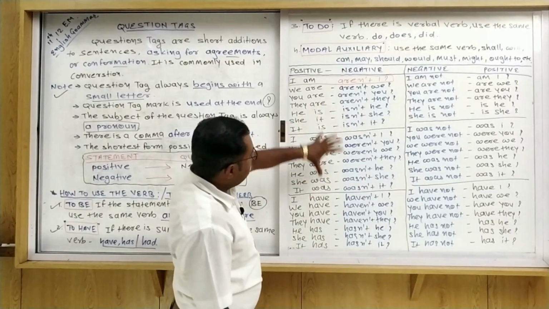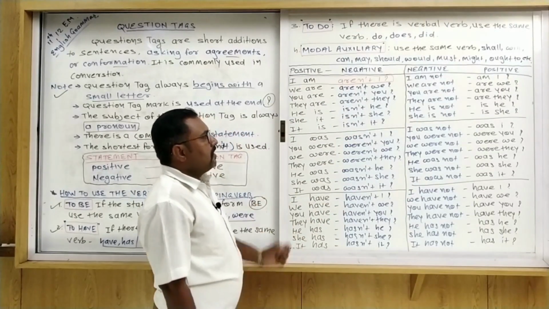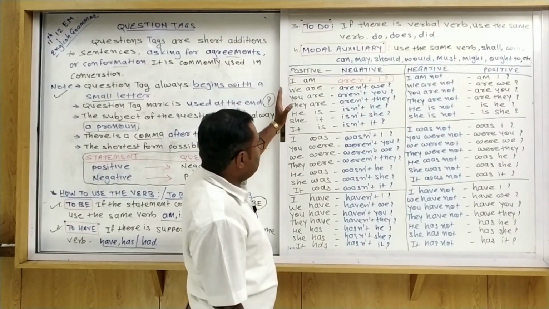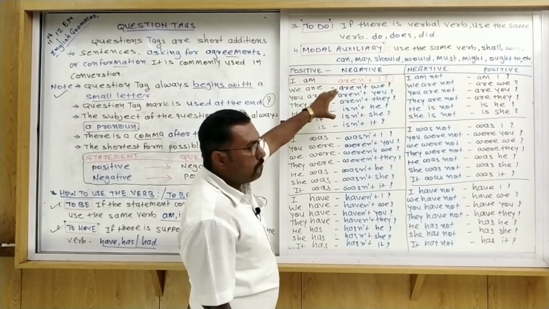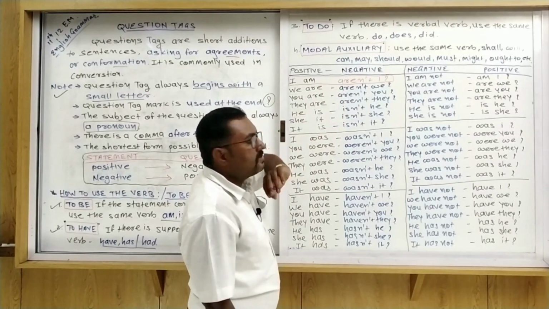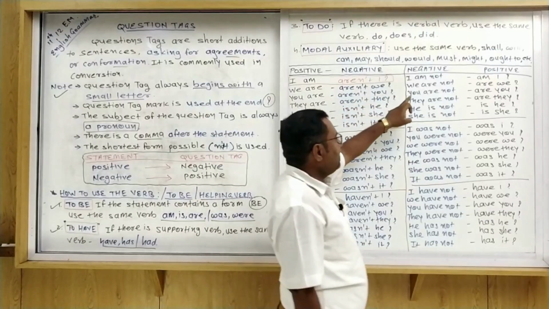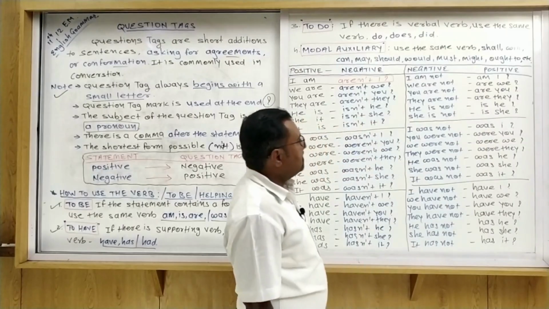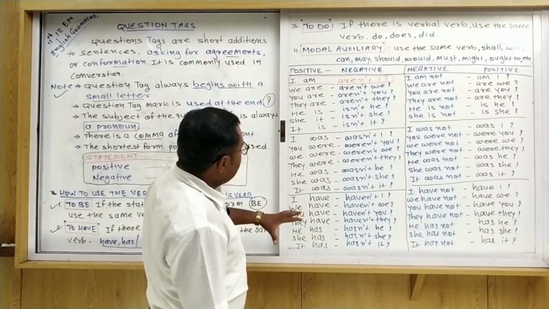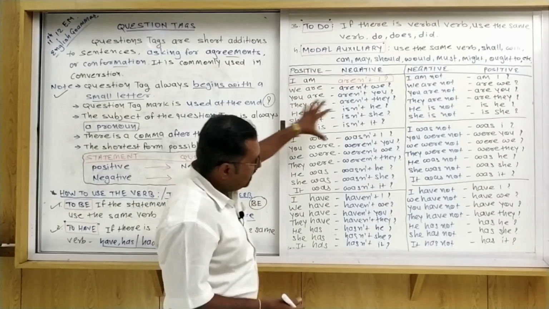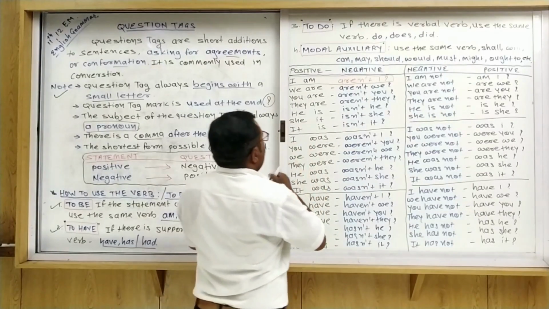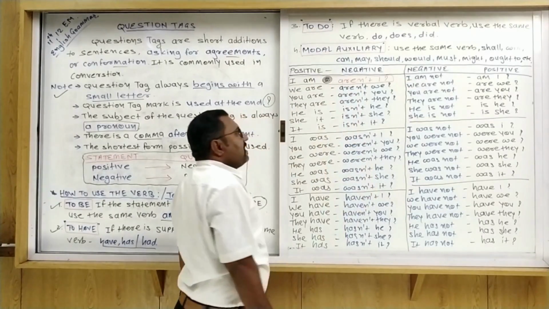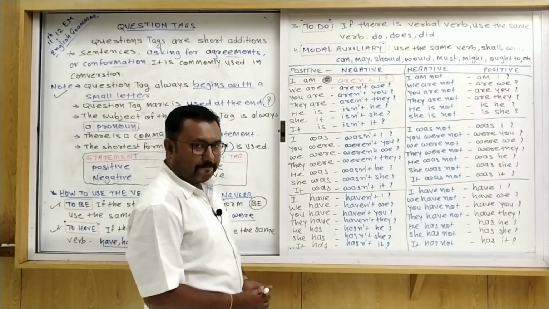For example, here I have given you a small chart. If the sentence is positive, when you make a question tag, at that time you use negative. If the sentence is negative, then you convert it into positive. But here you can see that only one to be form I have written in a red line.